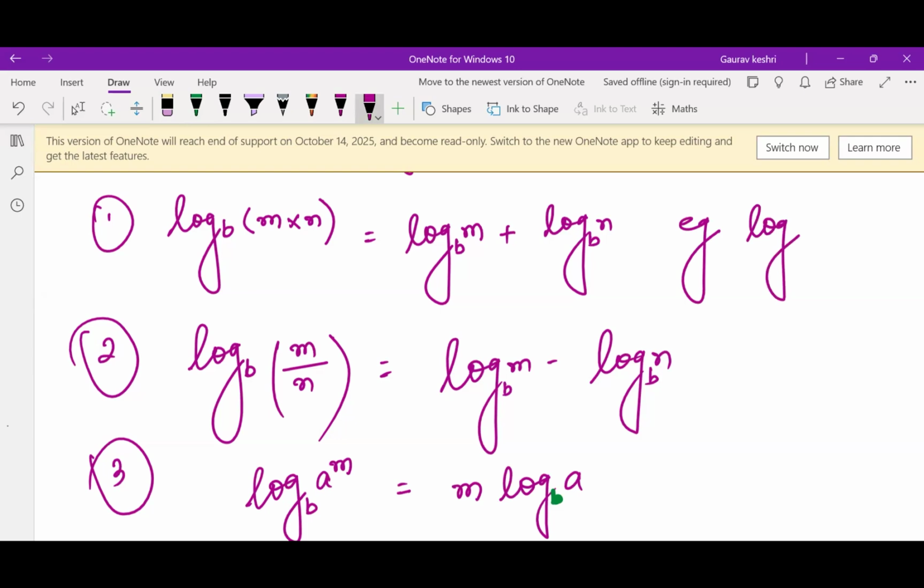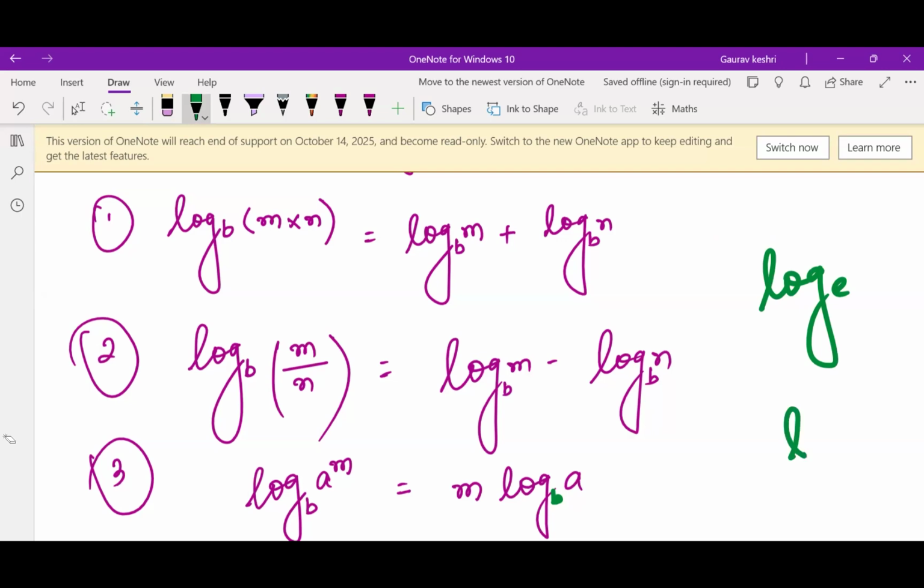One more thing: when the base is e in the logarithm, this e is the same e whose value is 2.71 something. When the base is e, we write this type of logarithm as ln. ln 2 means the hidden base e is there, or ln 3 means it's the logarithm and the hidden base e is there. Making sense? Yes.